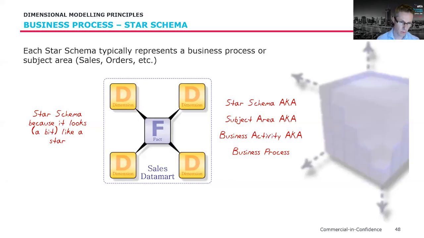And when we look at our dimensional model, which should reflect the business process, it's often referred to as a star schema. The reason for that is that at the heart of our dimensional model, when we present it visually, you've got the fact at the heart and you've got dimensions around the side. The notion is that the dimensions are meant to appear to be points on a star, which is why it's often referred to as a star schema. But it has multiple aliases. It can also be referred to as a subject area, business activity. But ultimately, it is a model of a business process, which is how it should be designed.